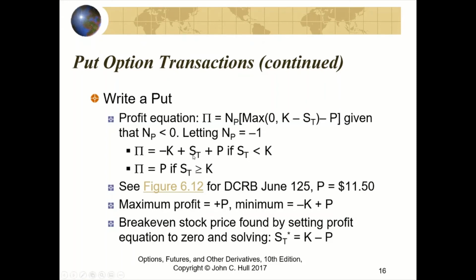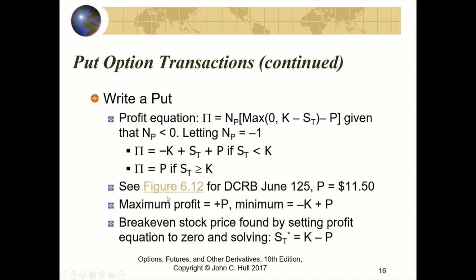And if I receive the stock, I want to keep it in my position, so I will sell it in the market for ST, and I received the premium. If the option expired out of the money, in which case ST is greater than K, I will receive the premium. The option will not be exercised, so I will keep the premium in my pocket.